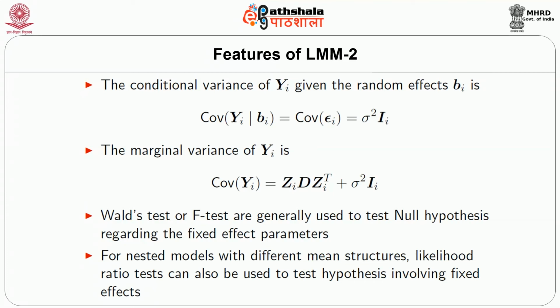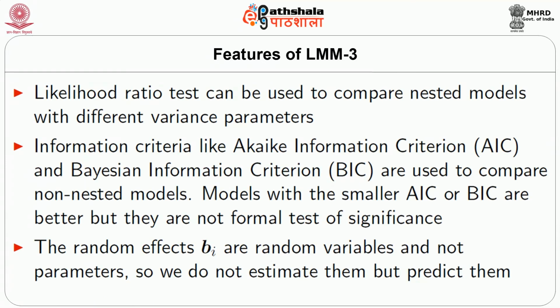For nested models with different mean structures, likelihood ratio tests can be used to test hypotheses involving fixed effects. Likelihood ratio tests can also be used to compare nested models with different variance parameters, but the nesting should be at the level of the variance parameter. That means I can always compare a random intercept and a random intercept random slope model using a likelihood ratio test. But to compare a random intercept model and a random slope model, where there is no nesting in the variance parameters, I cannot use a likelihood ratio test.